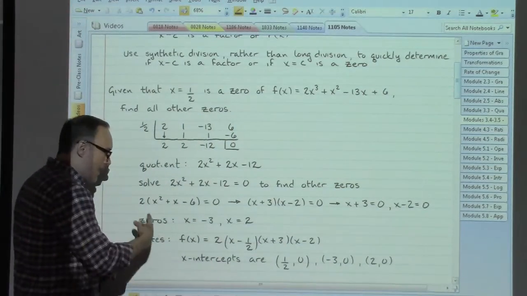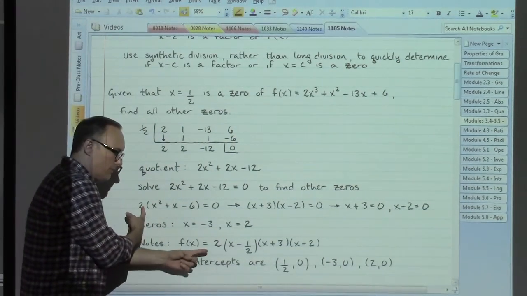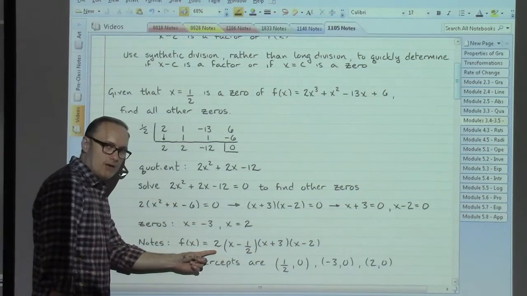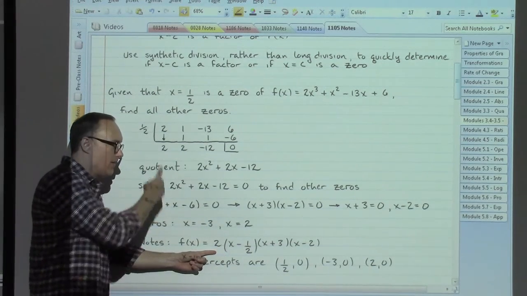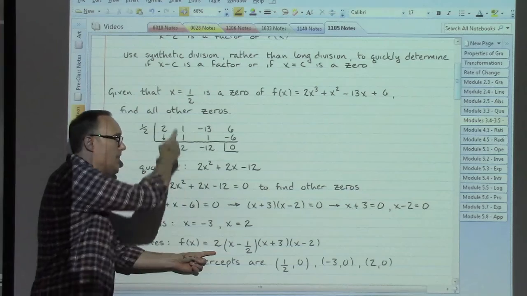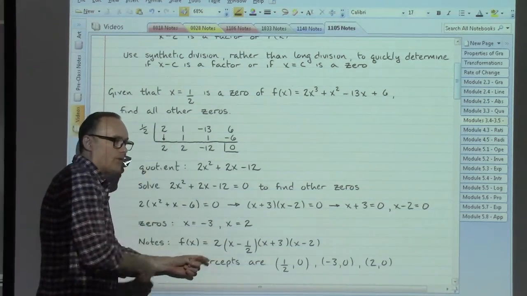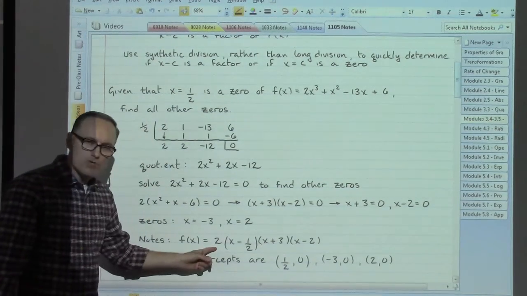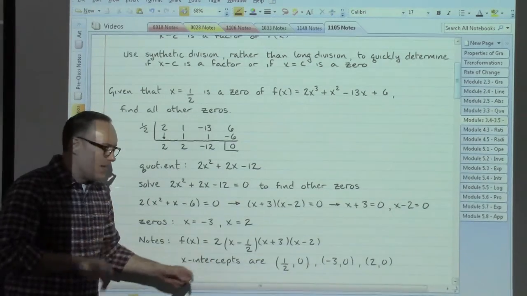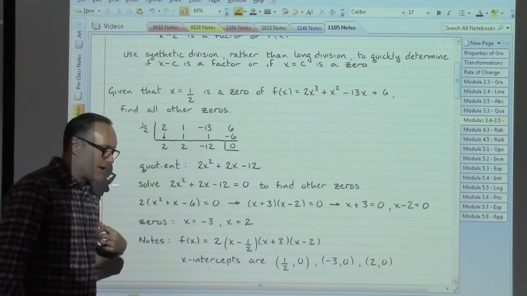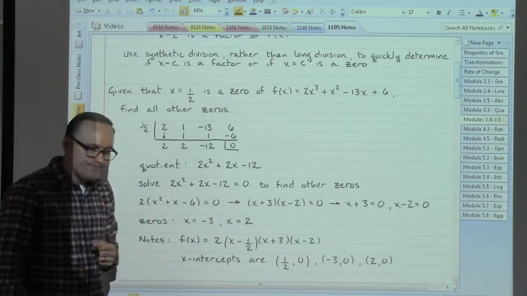But we also have that 2 that we factored out a little bit ago, and that needs to be in there as well. Otherwise, we don't have a correct matchup between our factor stuff and that original function that they gave us. So there's a little bit of sneakiness. We don't want to forget if we factor out a number somewhere along the way.